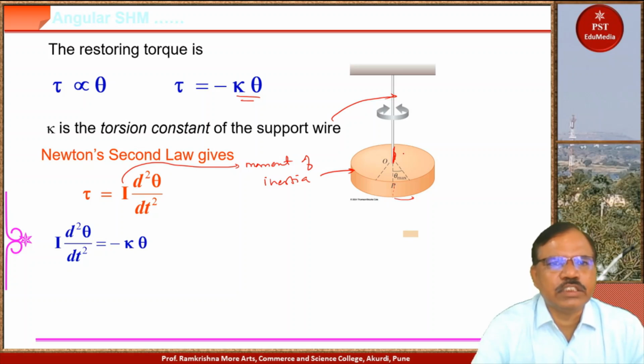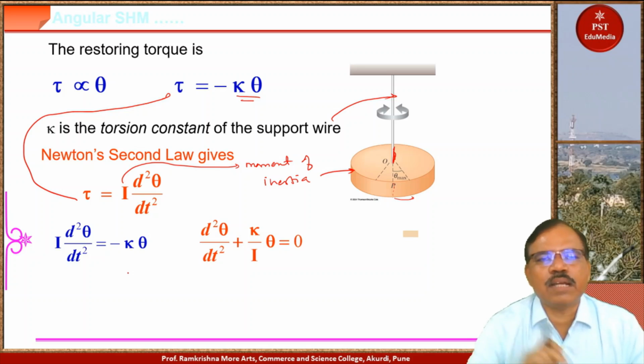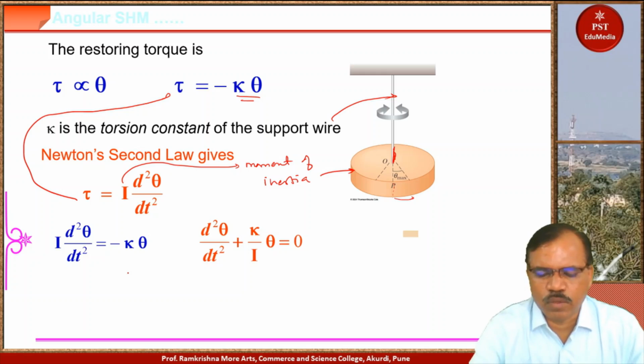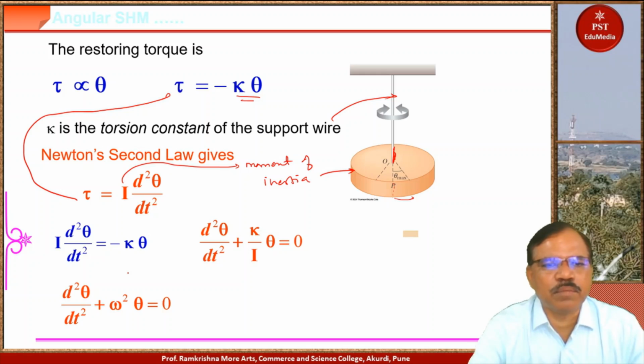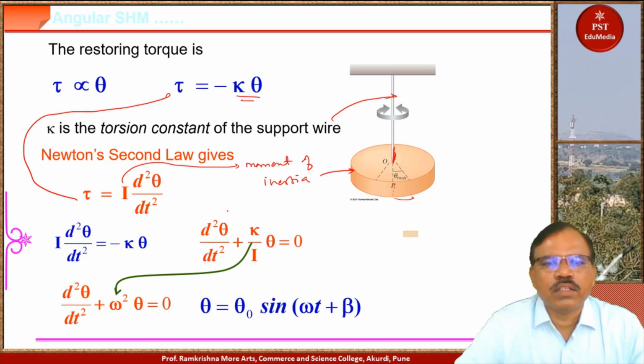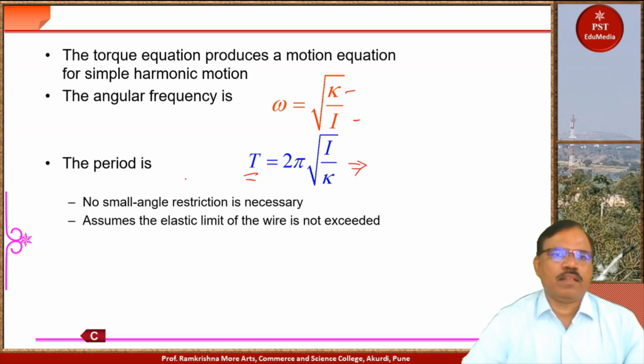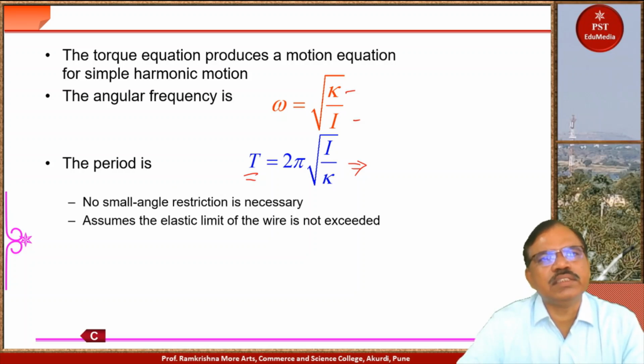If we put tau here, we get I d2 theta by dt square is equal to minus eta theta. So we get d2 theta by dt square plus eta upon I theta is equal to 0. You can write d2 theta by dt square plus omega square theta is equal to 0. Here omega square is eta upon I. And the solution of this is theta is equal to theta 0 sine omega t plus beta. So this is angular simple harmonic motion. Here omega is root of eta by I. So period of oscillation T is equal to 2 pi under root I by eta. And in multiple choice questions we will see some different examples on this.